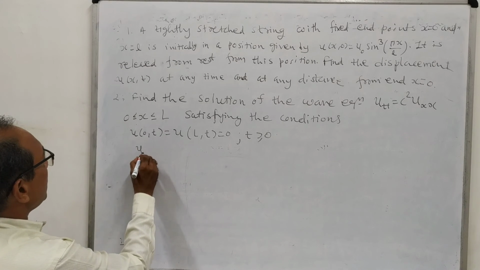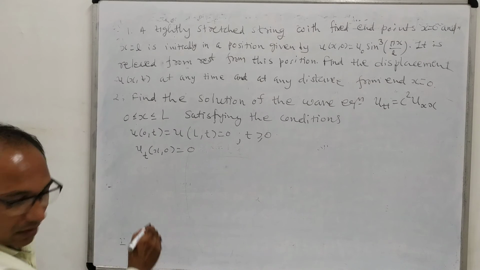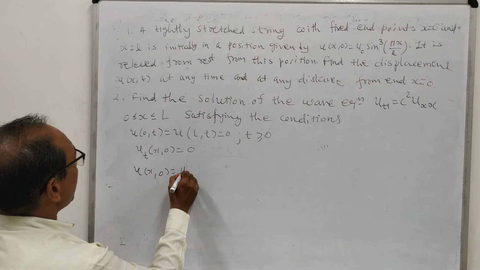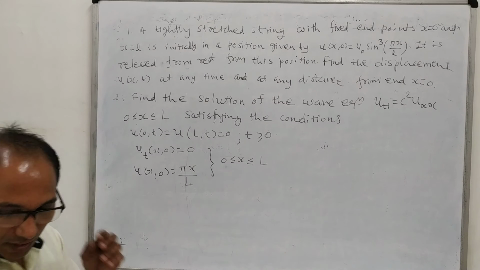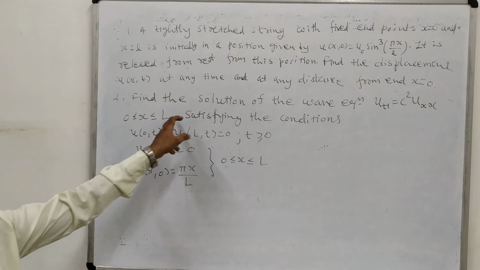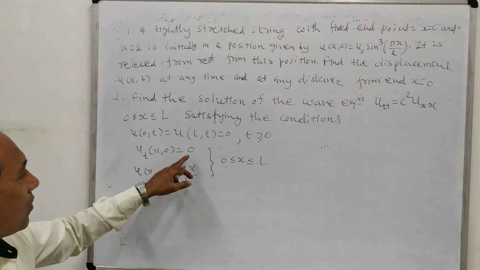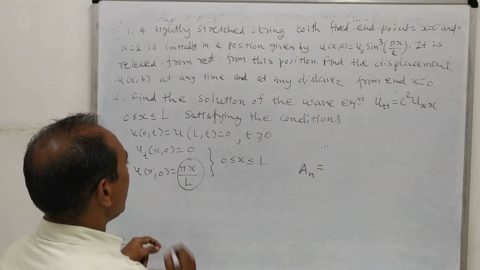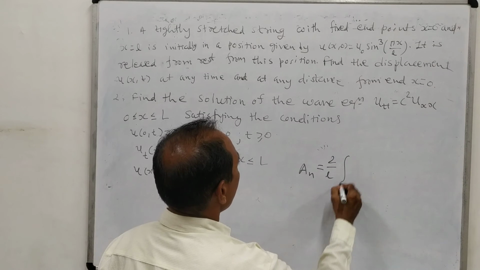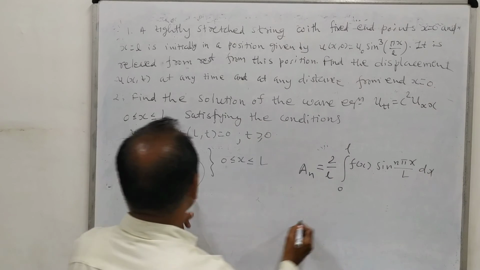Then u_t(x, 0) equal to 0, so the velocity is 0, and u(x, 0) equal to pi x upon L. Both are for 0 less than or equal to x less than or equal to capital L. Here you must first write down the given equation, then these four conditions, and then write below that the solution is given by this one. Here velocity is 0, so Bn will be 0 and you will require to find only An. The condition is given in the form of pi x upon L, so you need to use the integration formula 0 to L f(x) sin(n pi x upon capital L) dx, where f(x) is pi x upon L.